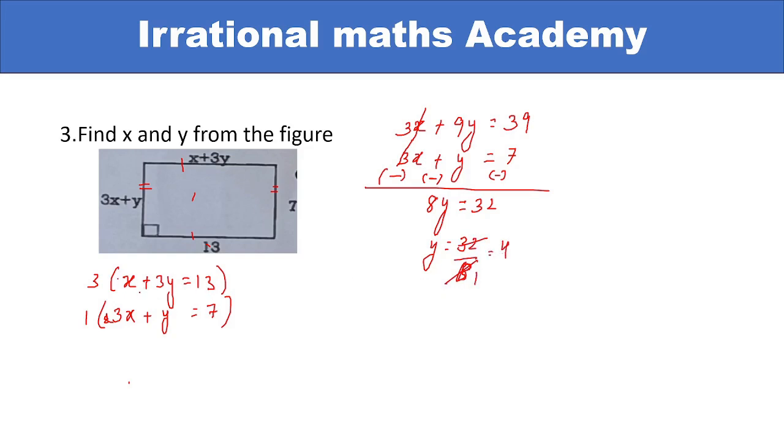Now I'll substitute in any of these equations. So let me substitute here. This is easy. So 3x plus y value, 4, equal to 7. 3x equal to 7 minus 4. 7 minus 4 is what? 3. So 3x equal to 3. x equal to what? 3 by 3. That's 1. Is this clear? So I got the x value as 1 and the y value as 4.